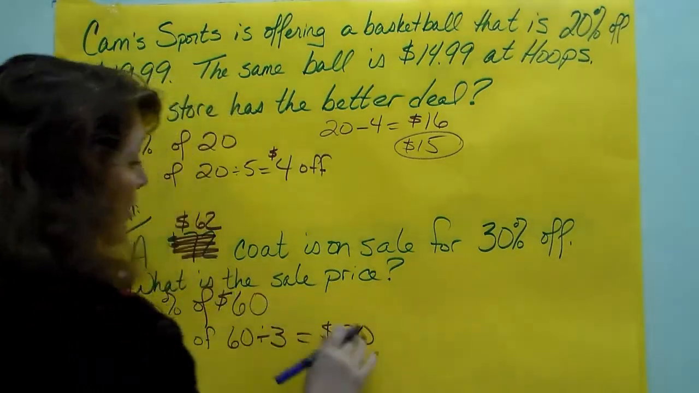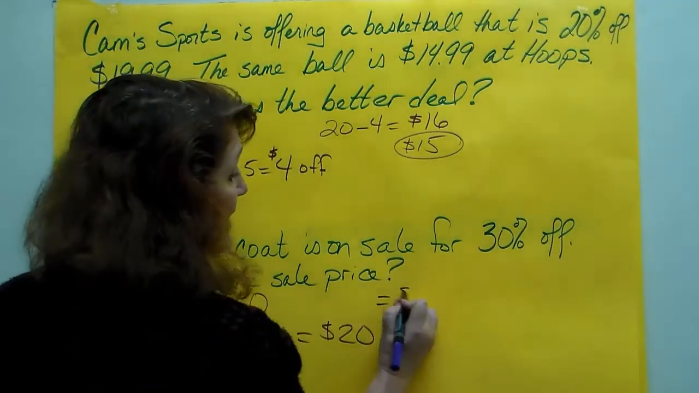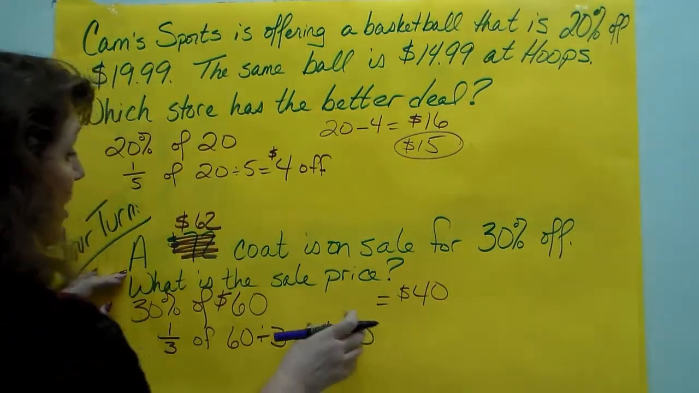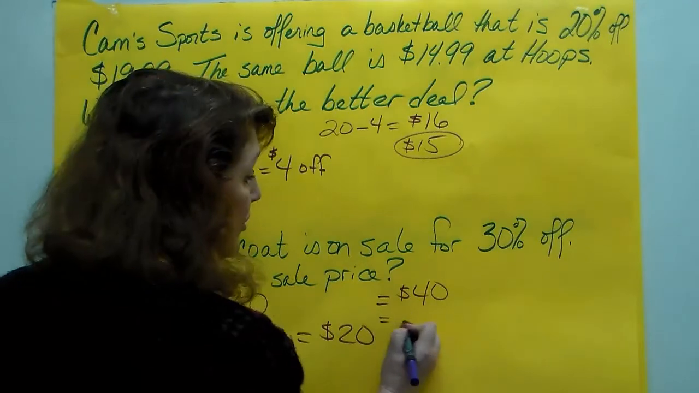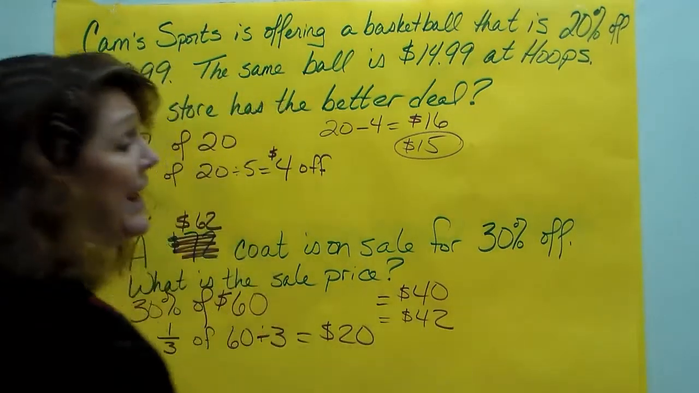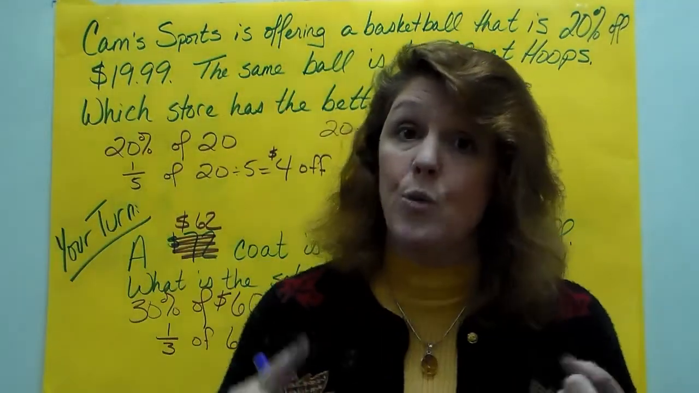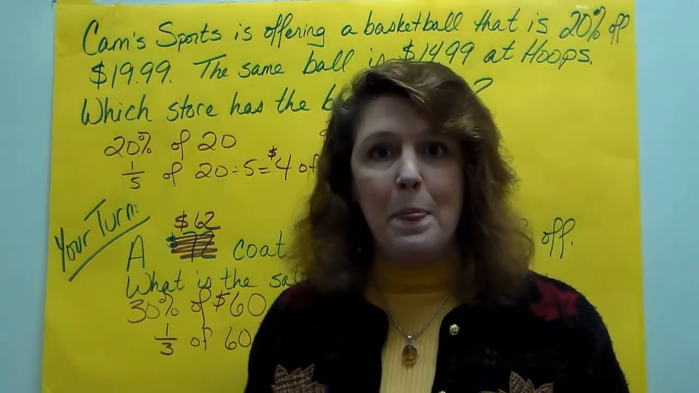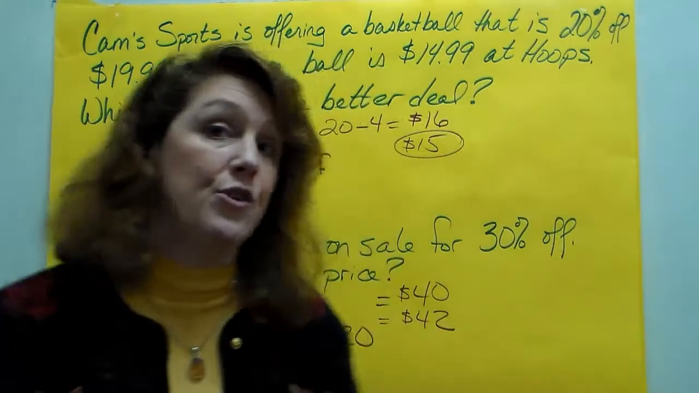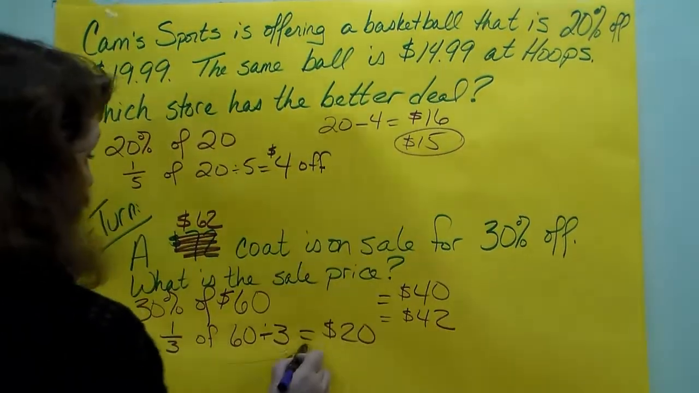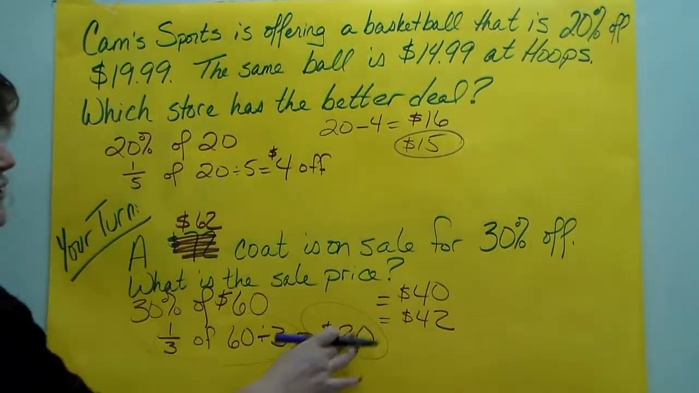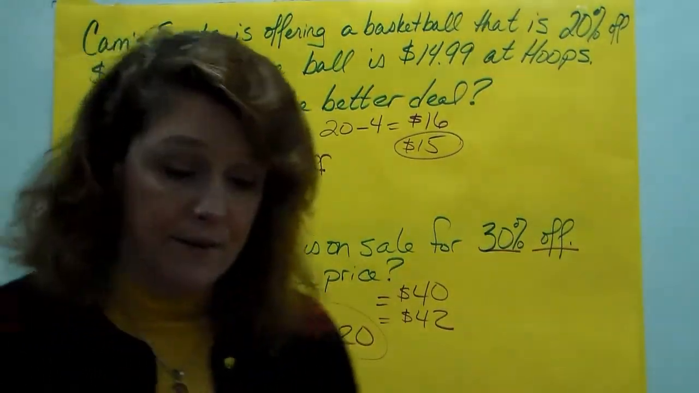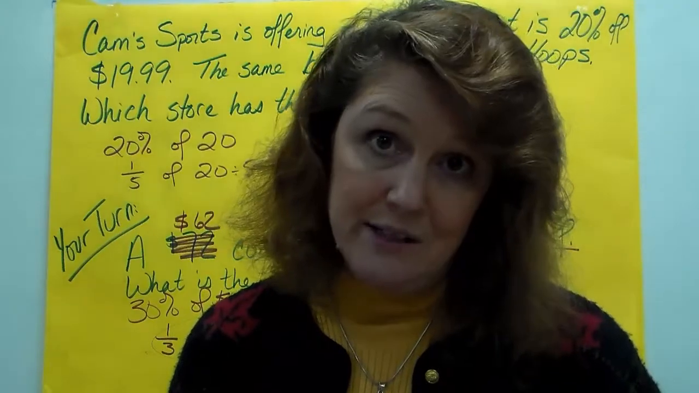So if you said $20 off of 60 is about $40, then you got it right. If you took $20 off of the 62 and you said 42, hey, you got it right too. Doesn't matter which way you go, because this is just an estimate. But what I really need you to remember, once you get this part of the math done, is that it's 30% off. So that's the part that's going to leave. So that's the part I need you to subtract. Okay?